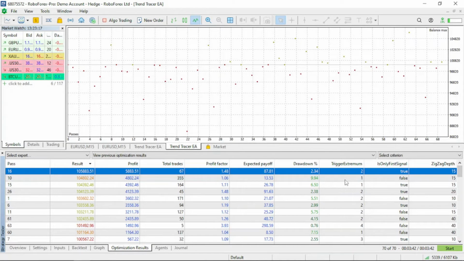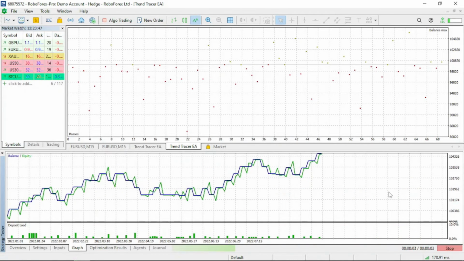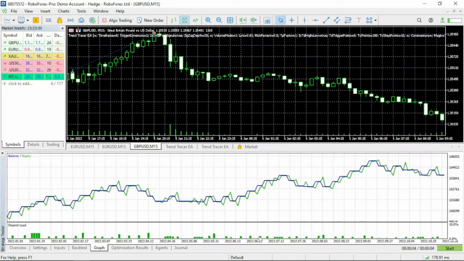If you wanted to trade pound dollar more aggressively, you can decrease the depth of the zigzag to 15. It will produce more trades and can produce a higher profit. The one that I will be using is again the depth of 20, the extremum of true, and only first signal as true. This gives me a total of 45 trades and a return of 4,000. So when we look at the signal test for the expert advisor on the pound dollar, you again see a positive result.